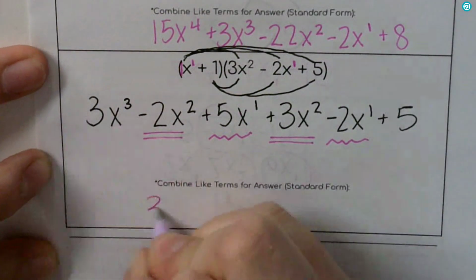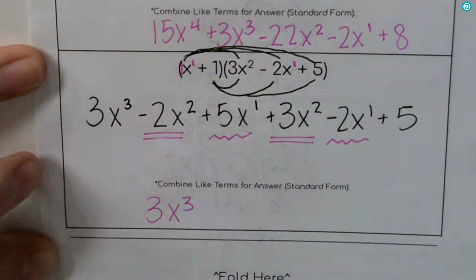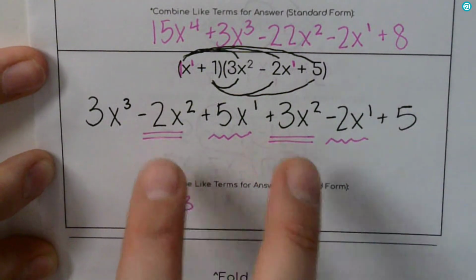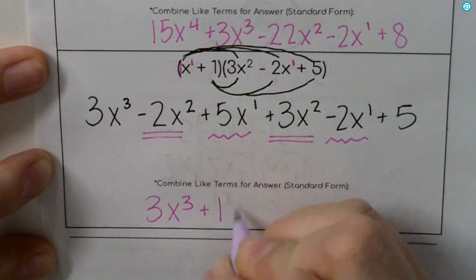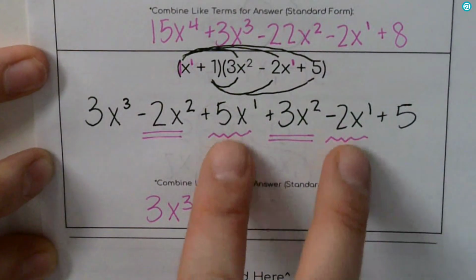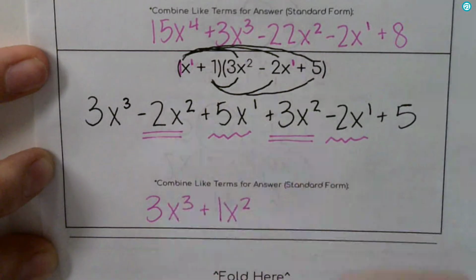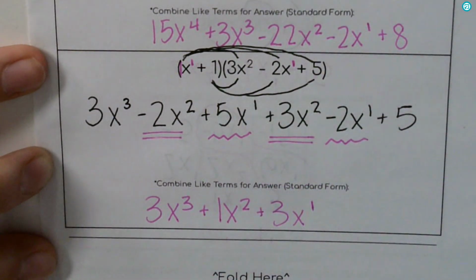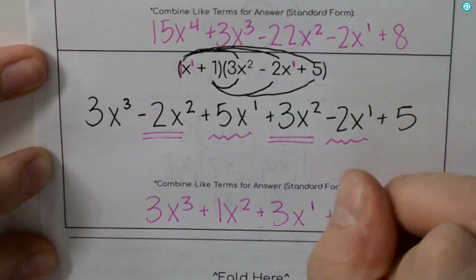So 3x cubed will stay by itself. And then negative 2x squared and 3x squared. So these two are combining together to be 1x squared. And then 5x to the first and negative 2x to the first combine together to be 3x to the first. And then my plus 5 just stays by itself.